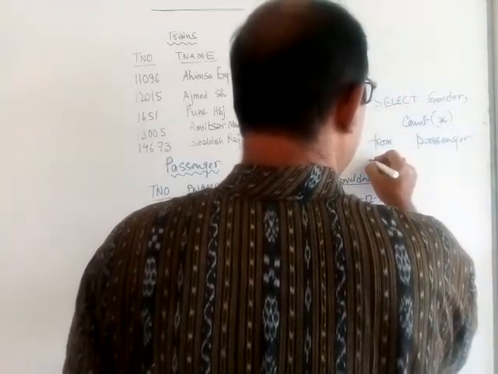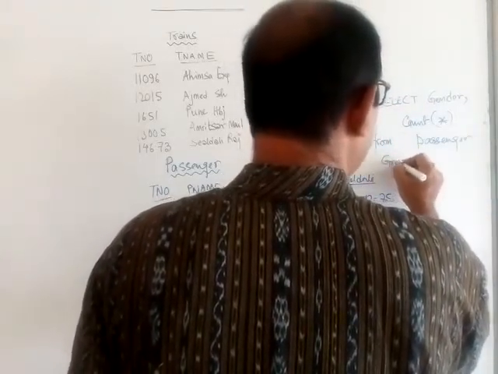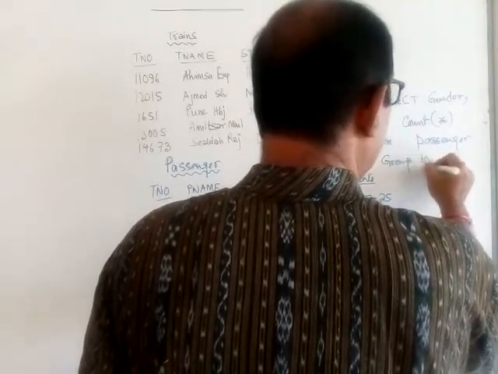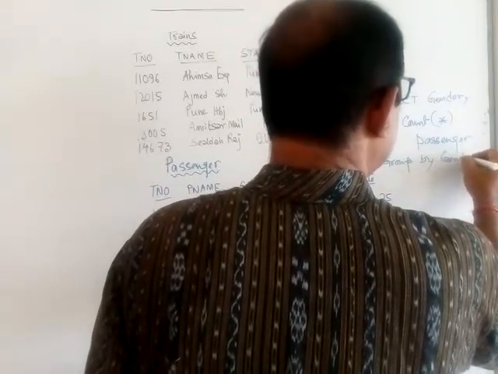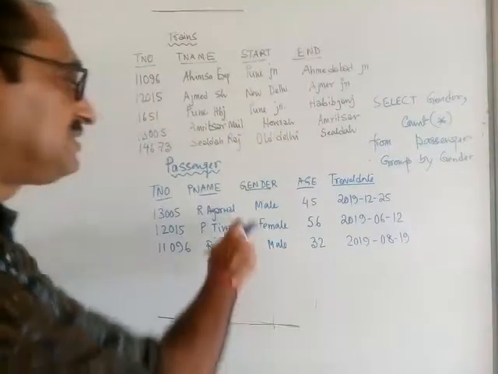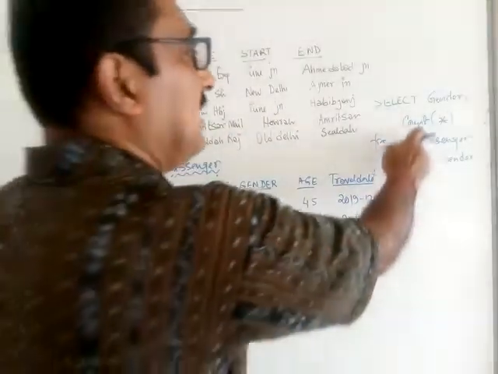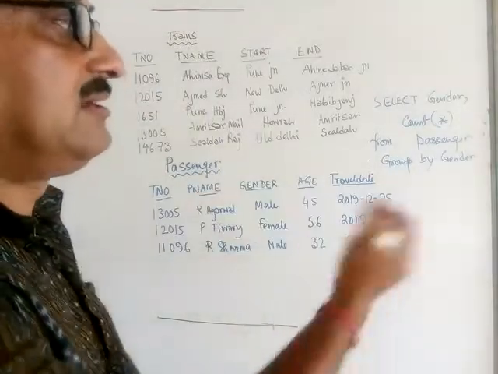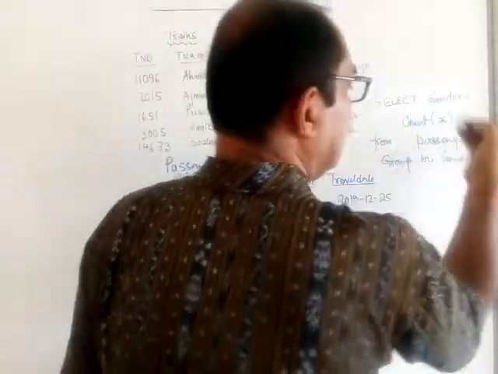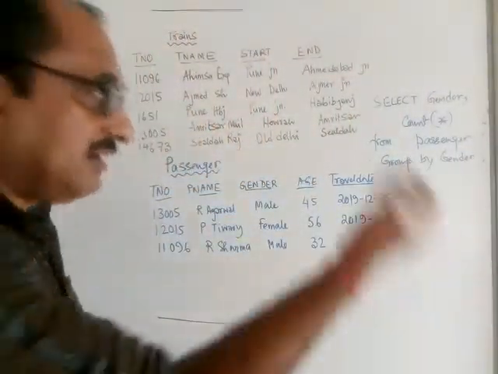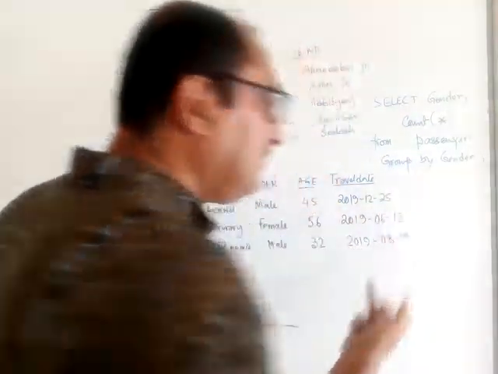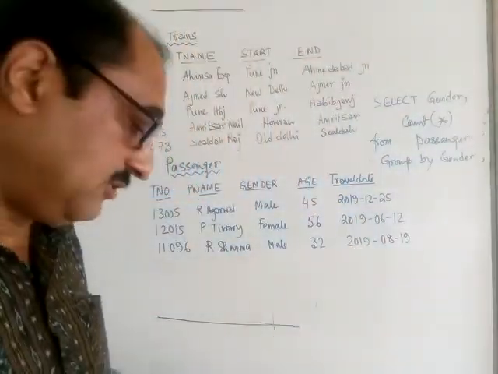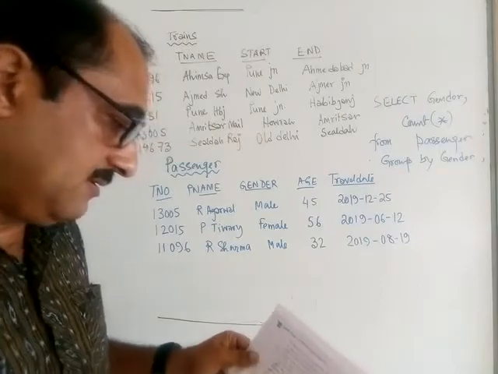Now we can write group by. Group by what? Group by the gender. So all the gender values which are male will be put together, and the count will be taken. All the female values will be put together, and their count will be taken. That is how we can do it. If a condition is given after that, we will write that condition with having. I told you this.